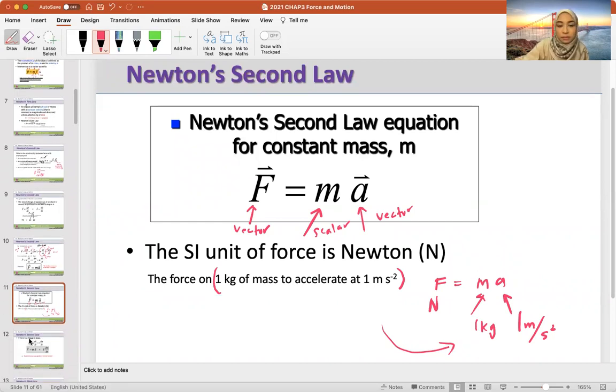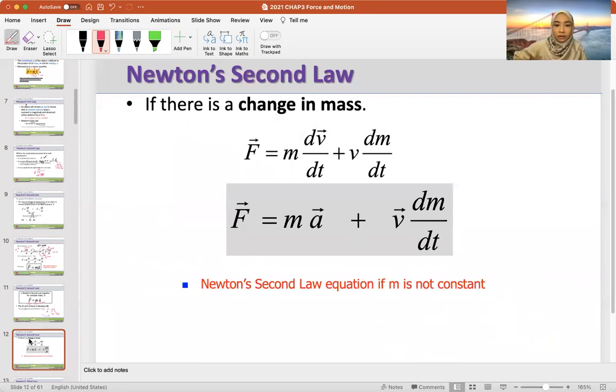Or not, just memorize F equals ma. If there is a change in mass, like I said before, we assume that we have constant mass. What if there is something that can change its mass? Maybe not a person, maybe like an artificial being, right?